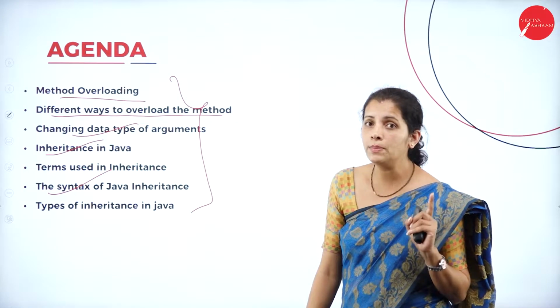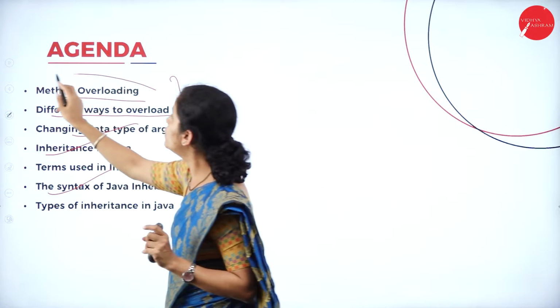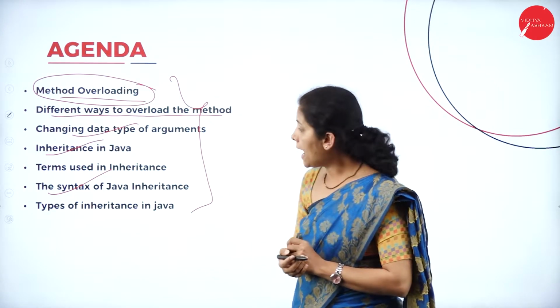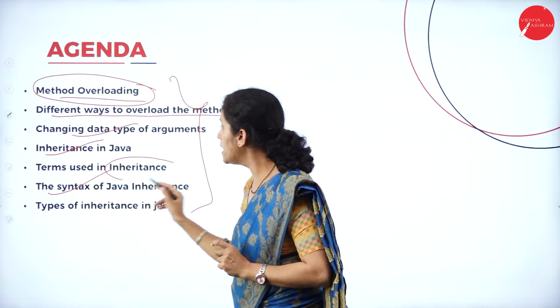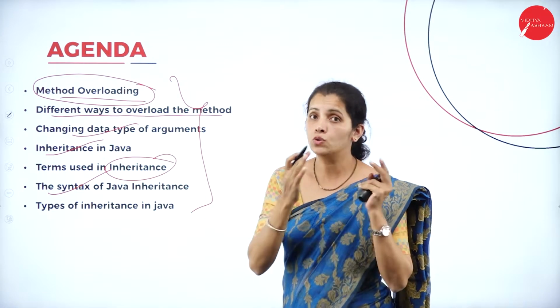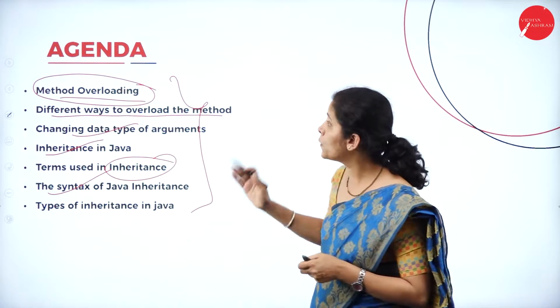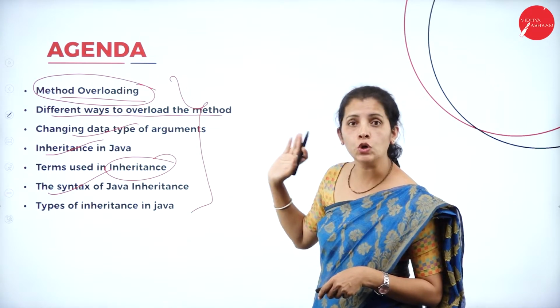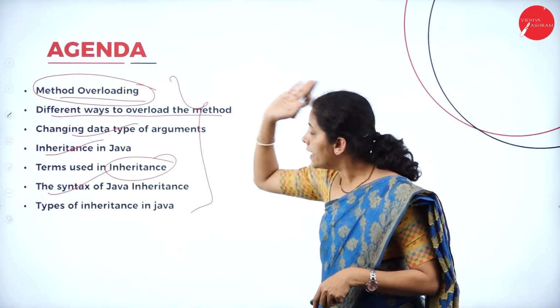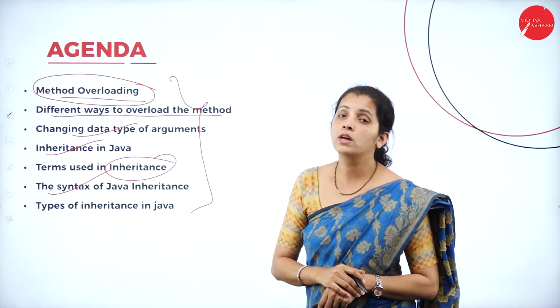So dear student, please make a note here. From the examination point of view, method overloading as well as inheritance is very important. You can expect a 2-mark question as well as a 7-mark or 8-mark question from these 2 topics. Now at the beginning, I'm going to start with method overloading.